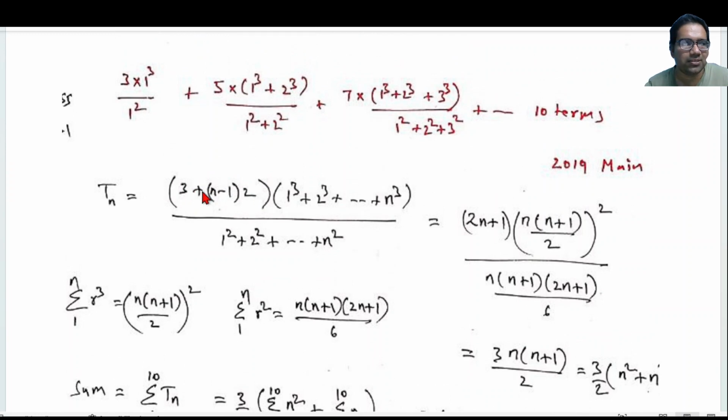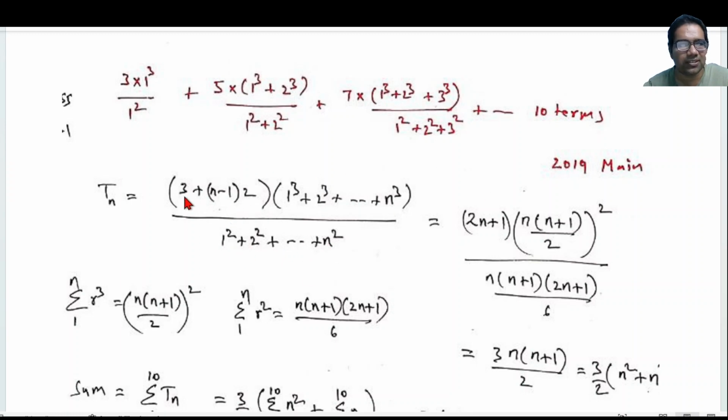3 is the first term. If it is the first, 3 plus 1 minus 1 into 2 is 0, that is 3. If it is the second term, 3 plus 2. Third term is 3 plus 2 times 2, 3 plus 4. Then 3 plus 6, like this. The nth term is 3 plus n minus 1 into d. Here d is 2. We'll be multiplying with 1 cube, 2 cube, 3 cube up to n cube, and similarly in the denominator 1 square, 2 square, 3 square up to n square. This is the nth term.